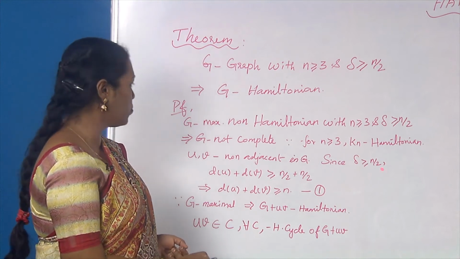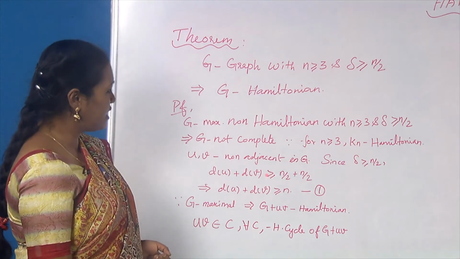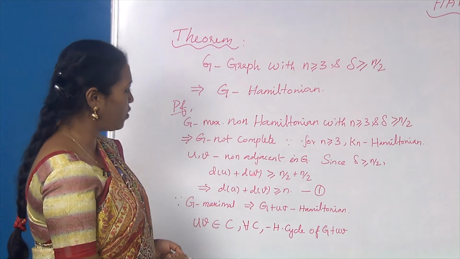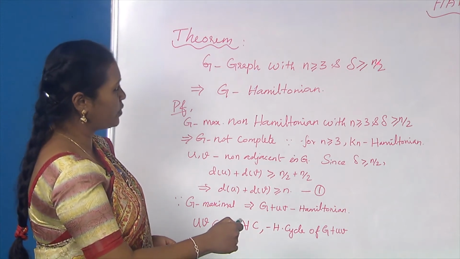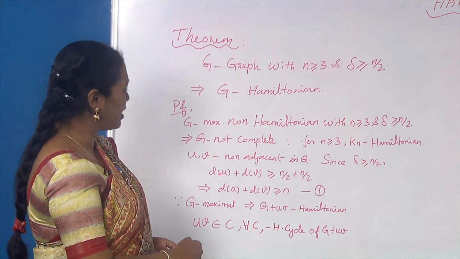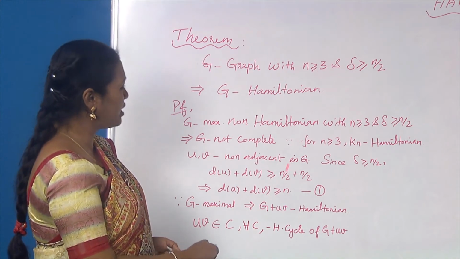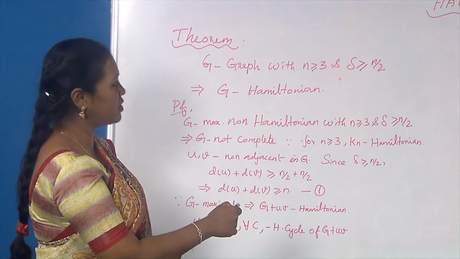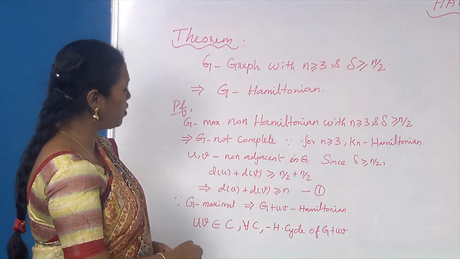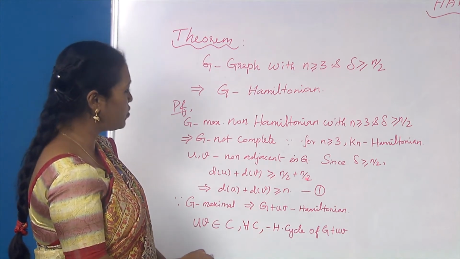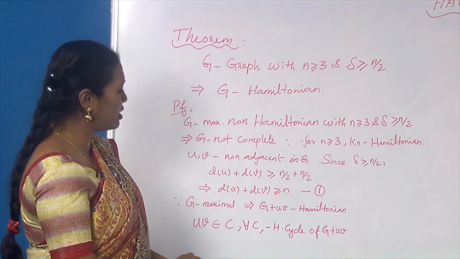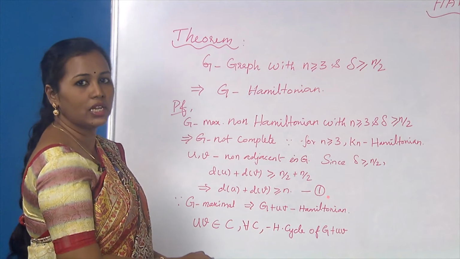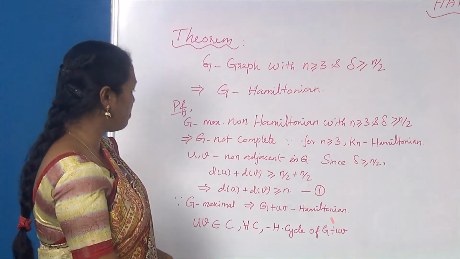and since delta is greater than or equal to n by 2, the degree of u plus the degree of v should be greater than or equal to n by 2 plus n by 2, because delta is greater than or equal to n by 2. We can say that the degree of any vertex should be at least the minimum degree, which is delta. So, d of u plus d of v is greater than or equal to n by 2 plus n by 2, which implies that d of u plus d of v is greater than or equal to n. Let us keep this as equation number 1.